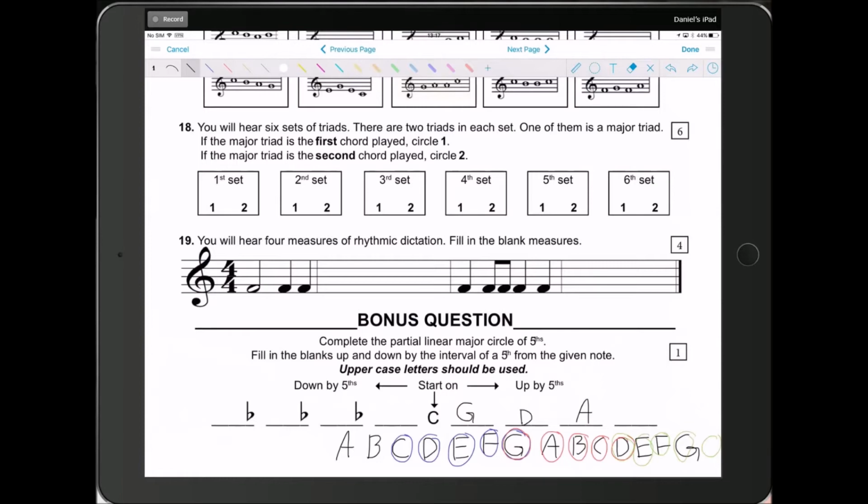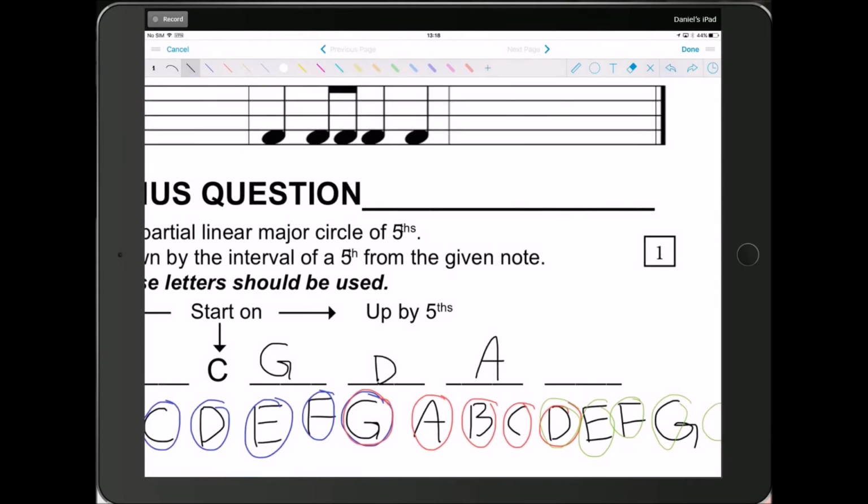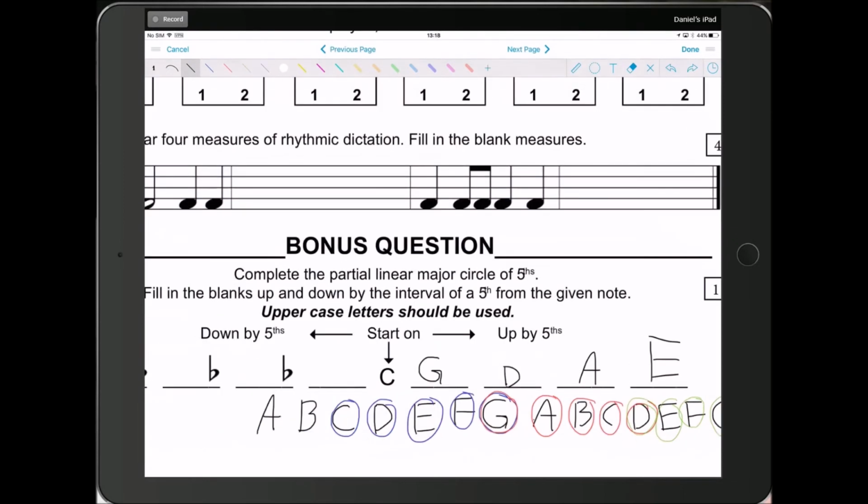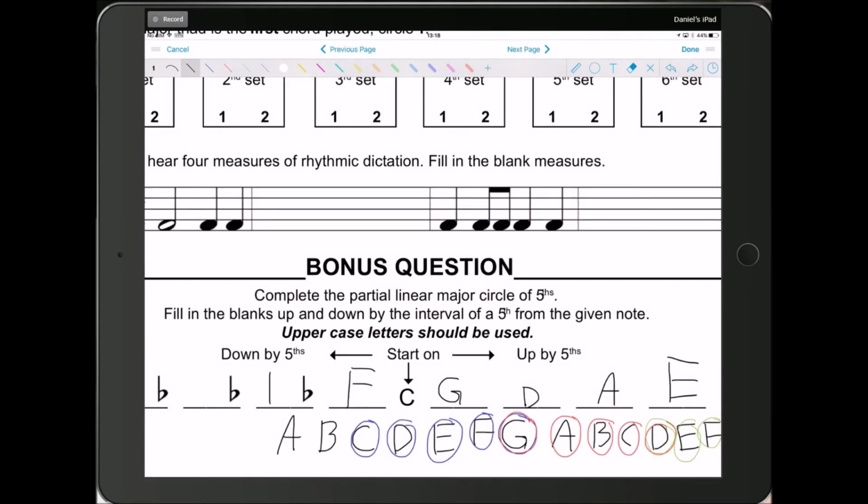See, what a lot of students do is they'll start on C, but they won't really start on C. They'll go C, and then D will be number 1, E will be number 2, F will be number 3, G will be number 4, and then A will be number 5, and they will be off by 1 every single time because they didn't count the first one, C, as number 1. So count the note that you're starting on as number 1, not 0. Okay? And I'm just going to fill it out for you. Here are the answers. C, G, D, A, E right here. And then if we go backwards, it's F, B, E, A.